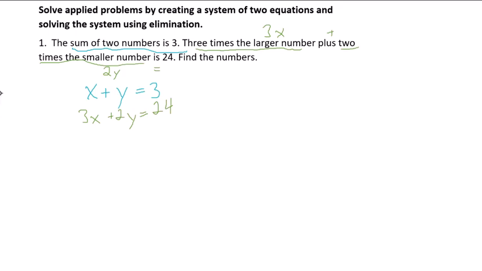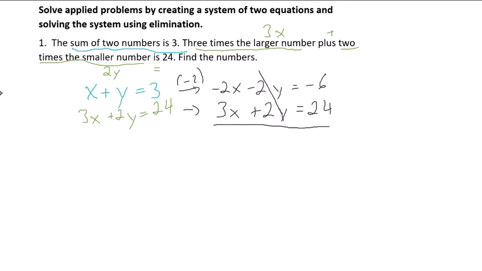And now we can solve them. We need to get opposites. So we can multiply by a negative 3 to cancel out the x's, or a negative 2 to cancel out the y's. I'll choose the negative 2, so that way we're using smaller numbers. So this is negative 2x minus 2y equals negative 6. And the bottom equation I'm going to leave exactly the same. Now when I add them together, y's are canceling out. 3x and negative 2x give me x. 24 minus 6 gives me 18. So the larger number is 18.